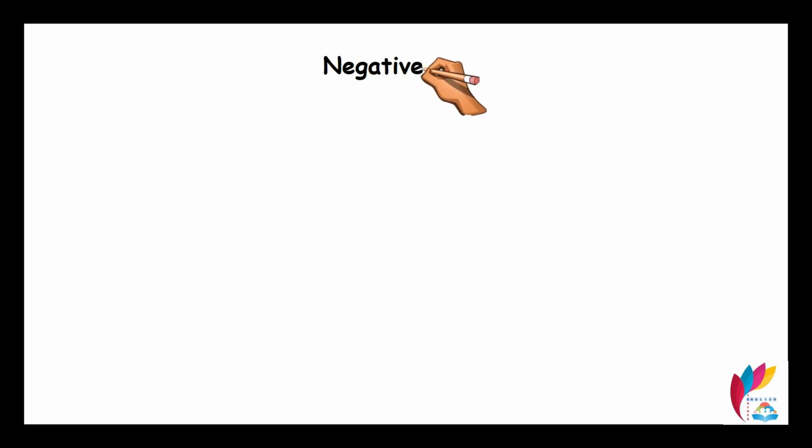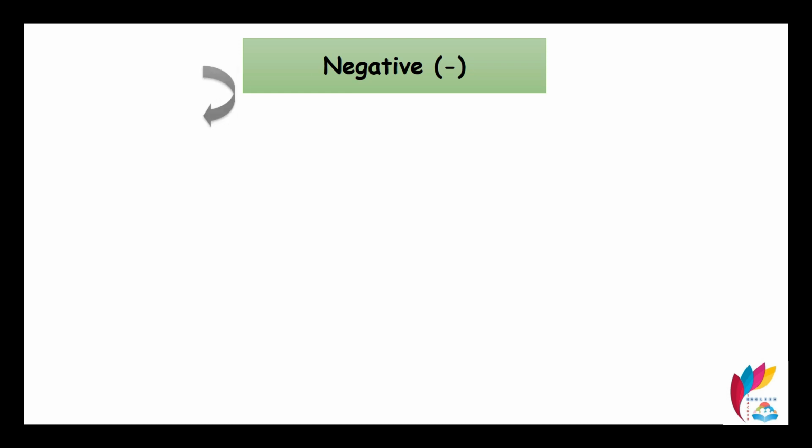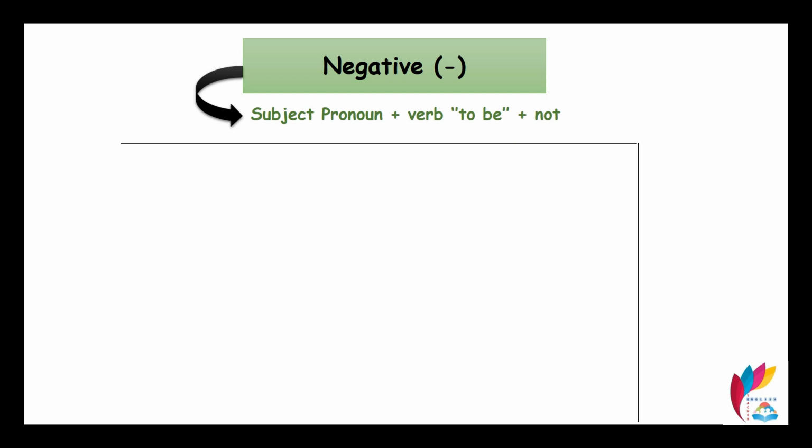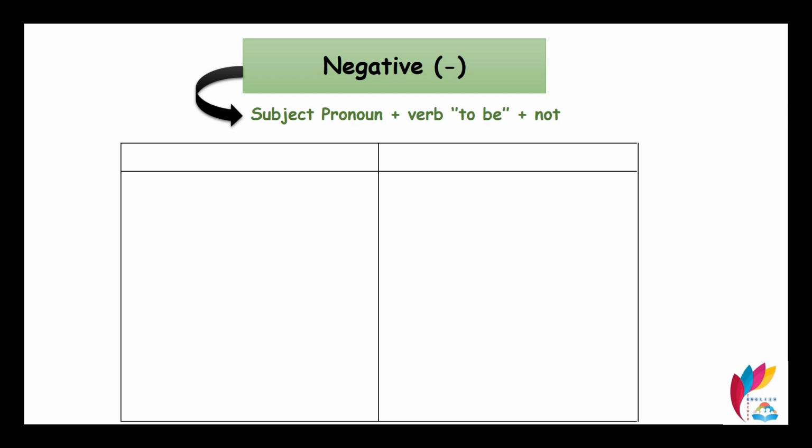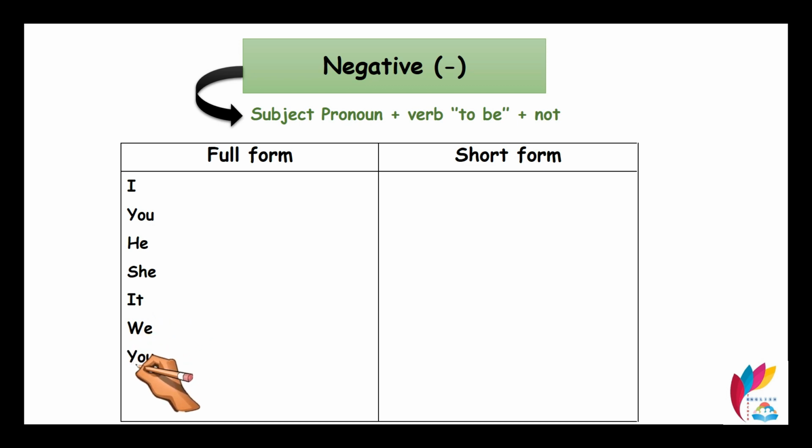let's move to the negative sentence. The negative sentence will be the following: subject pronoun or the subject plus verb to be plus not. And we will see also the full form and the short form. We have I, you, he, she, it, we, you, and they.